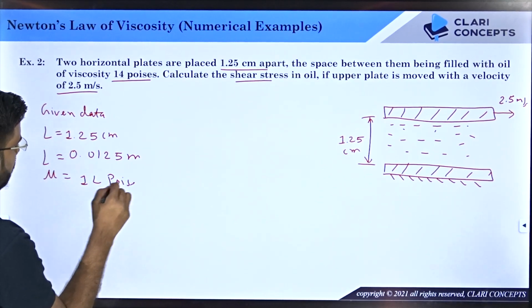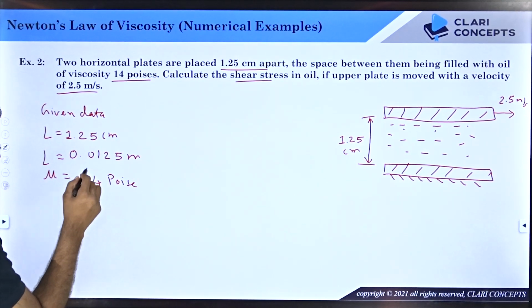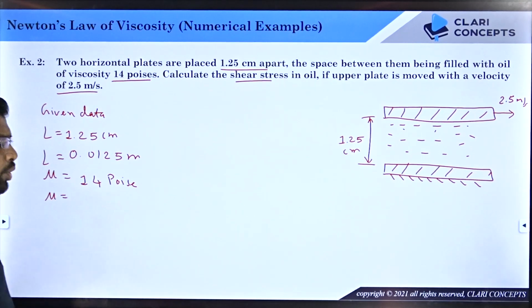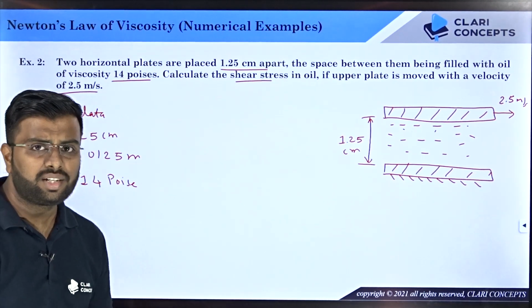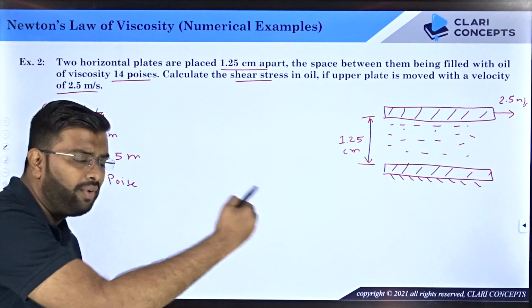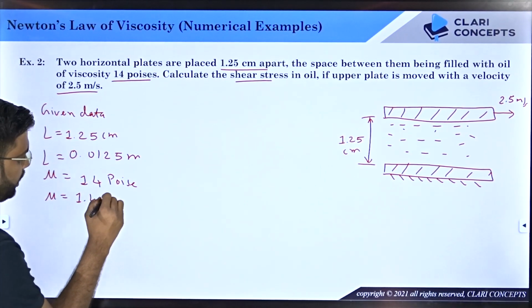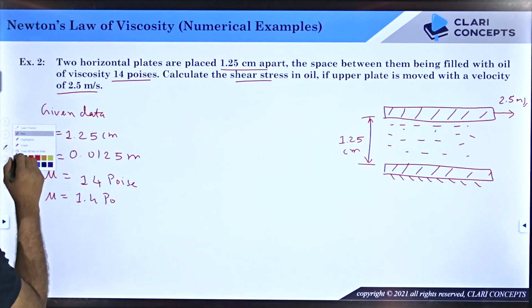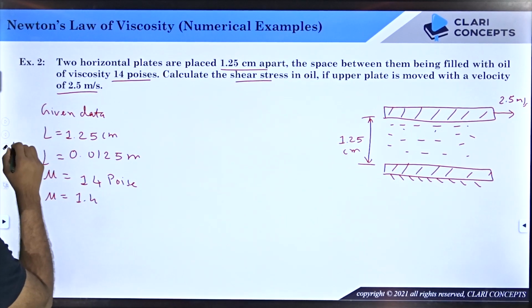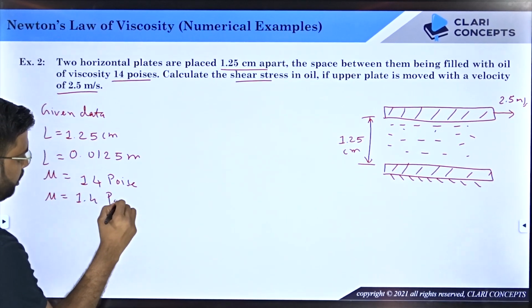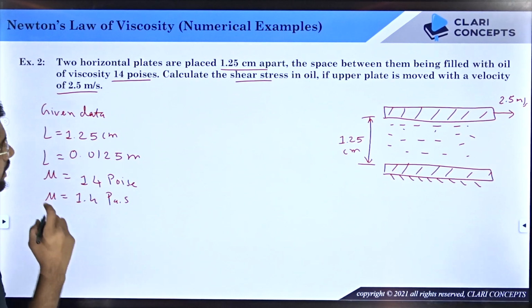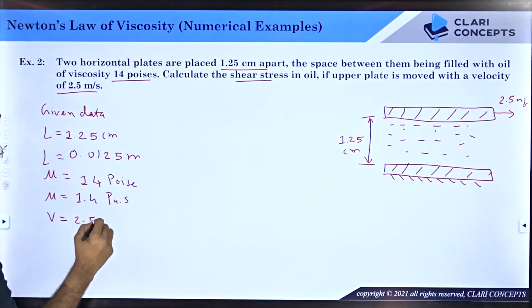Then you have been given the viscosity of oil as 14 poises. So which means what? If you want to convert this poise into Newton second per meter square, or you can say Pascal second, the SI unit, you will always divide this by a factor of 10. So this is 1.4 Pascal second, not poise, right? Pascal second, or you can say Newton second per meter square. Then velocity is given to you, V is 2.5 meter per second.